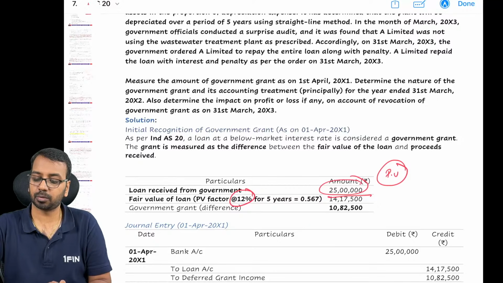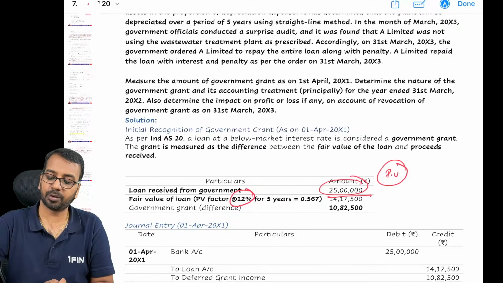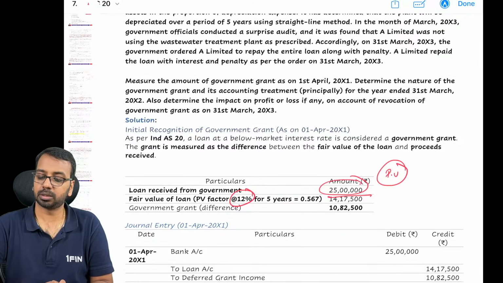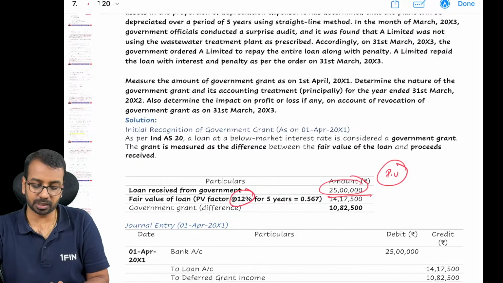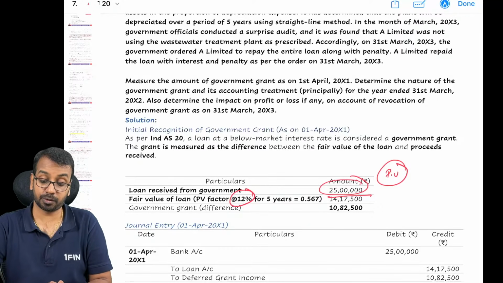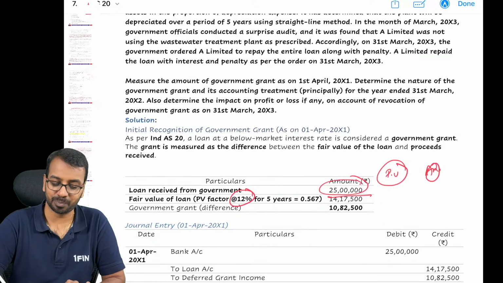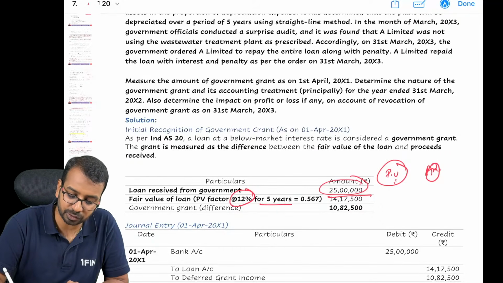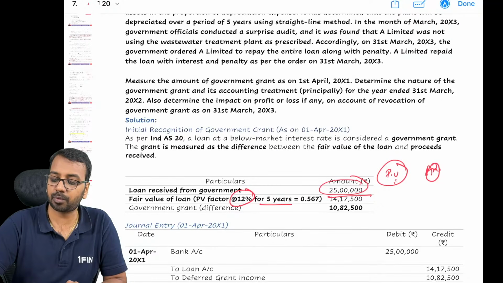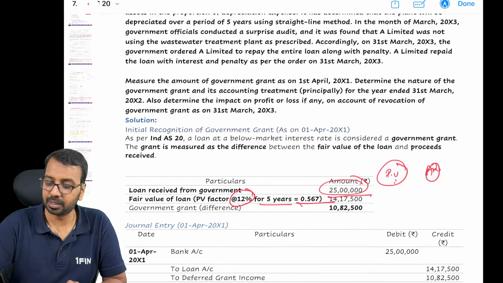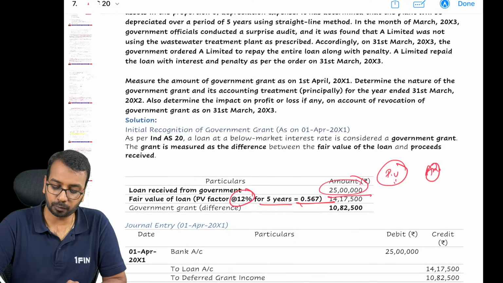1 divided by 1.12, 1, 2, 3, 4, 5. So when you do the total, you get 3.60. Sorry, fifth year only, no? I did annuity by mistake. In the calculation, we need present value of a single cash flow. So 1 divided by 1.12, 1, 2, 3, 4, 5. We get 0.567. 0.567 into 25 lakhs, we get 14.17 lakhs.